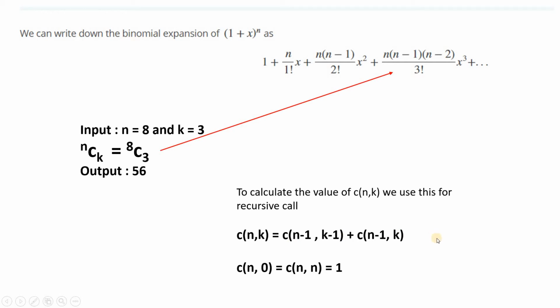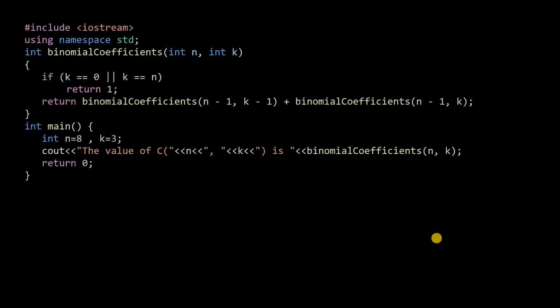So first we'll see the code, how this recursive function works, then we'll dry run it. You can see here we have to write the code in the C++ language. The code will run from the main function. So we come to the main function, and here our n value is 8 and k value is 3. Next we call a function binomial coefficients and pass this n and k.